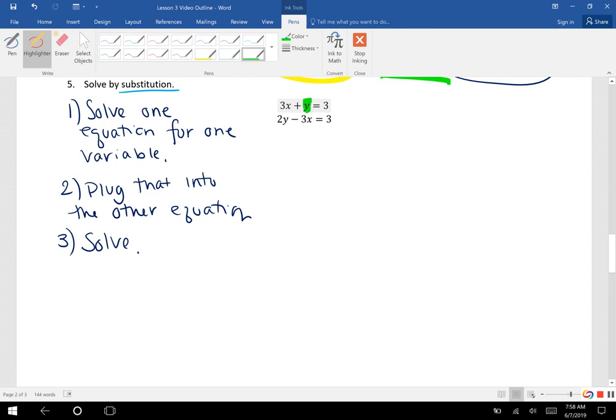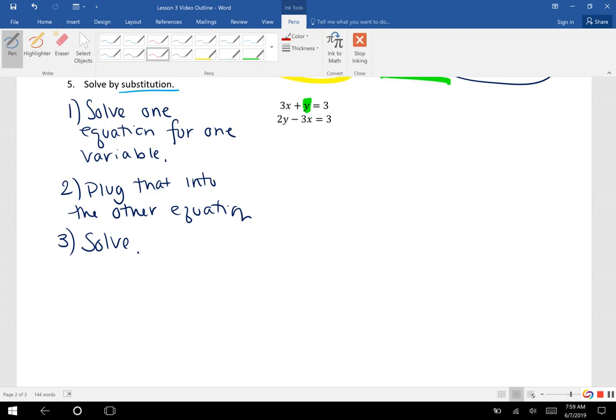And the reason is, if I was to try to solve for, say, x, at some point I would be dividing by 3, and that's going to work. I can do that, but it'll introduce fractions into the problem and make the problem a little bit harder. So again, if there's a variable that doesn't have a number in front of it, that's what you want to solve for. So I'm going to take the first equation.